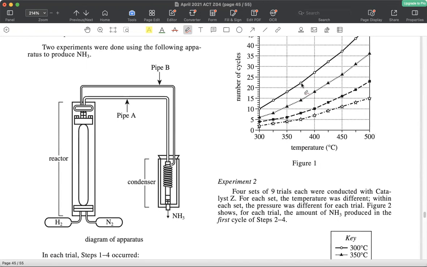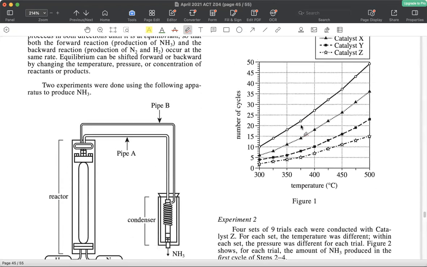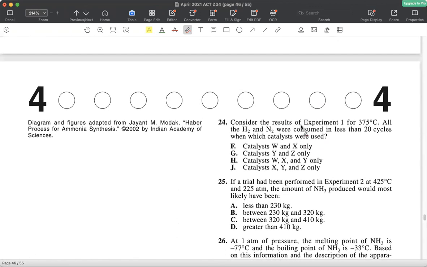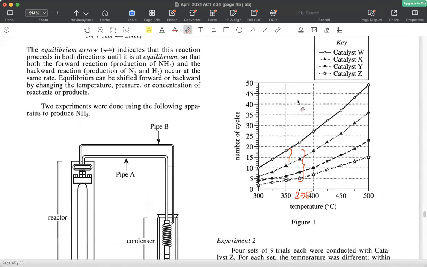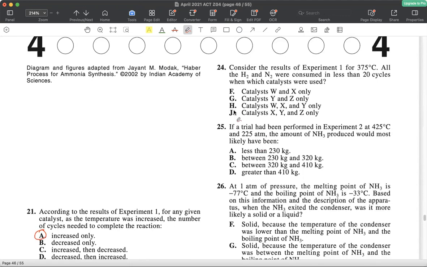All of it was used less. What is this showing? The catalyst. All the hydrogen and nitrogen were consumed in less than 20 cycles. Okay, so that would be all four, right? Oh no, not this. Sorry, we are looking at, this is the one. This is 375. So that would be except for the circle. So that's X, Y, and Z. Catalyst X, Y, and Z only.